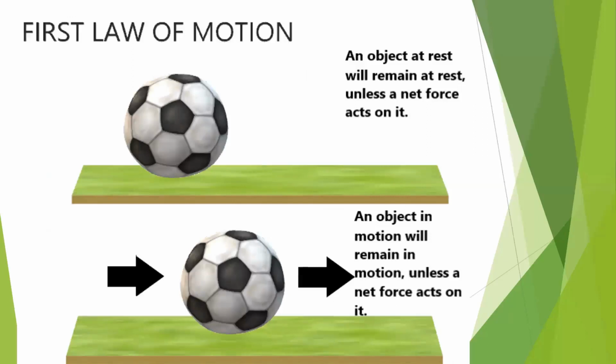Actually, there are 3 Newton's laws of motion. From that, the first law is such a simple concept. As given here, an object at rest will remain at rest unless a net force acts on it. Or otherwise, an object in motion will remain in motion unless a net force acts on it. It's such a simple concept. That means if something is at rest, it will keep on resting. If something is moving, it will keep on moving unless an unbalanced force acts on it.